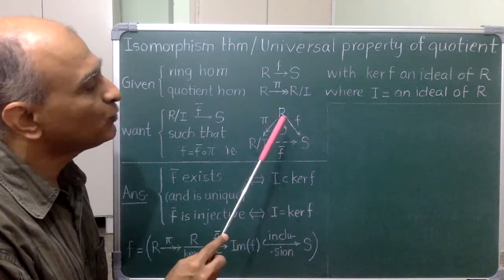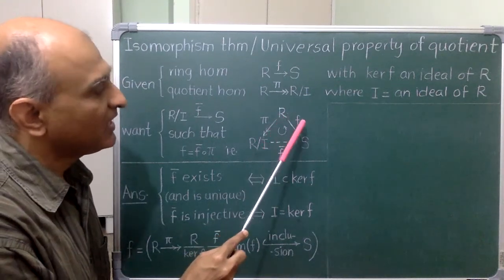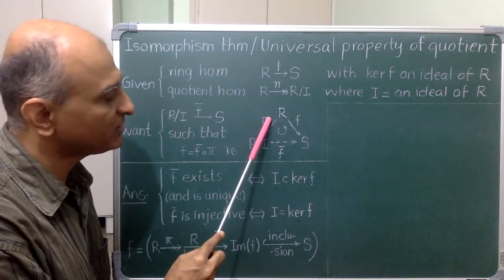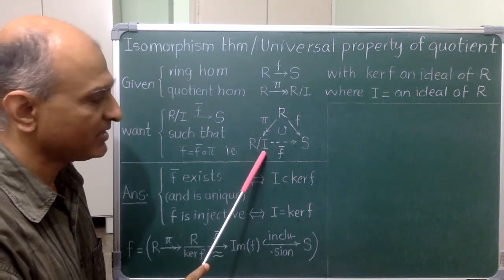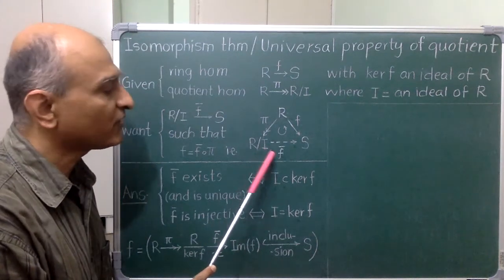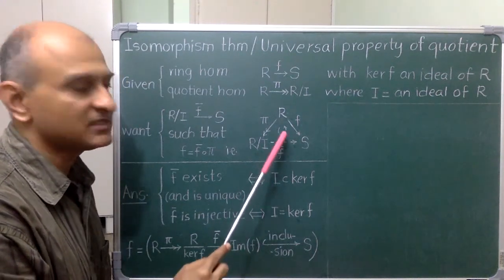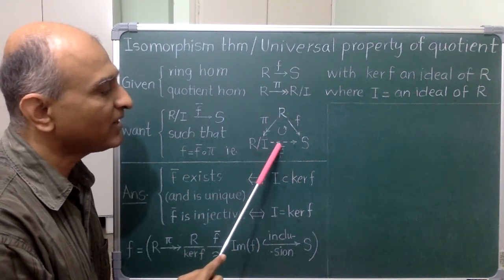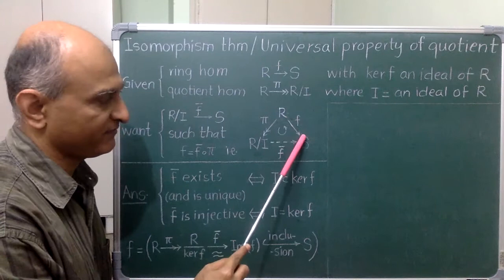We are given two maps from a ring R. F is some ring homomorphism and pi is the quotient map onto the ring R mod I, where I is an ideal of R. We are looking for a map F bar making this diagram commute. That means that pi followed by F bar should equal F.